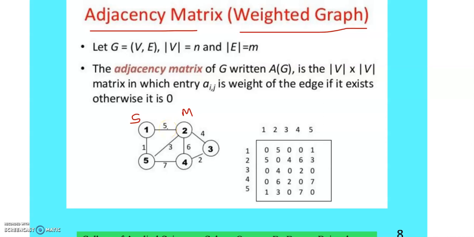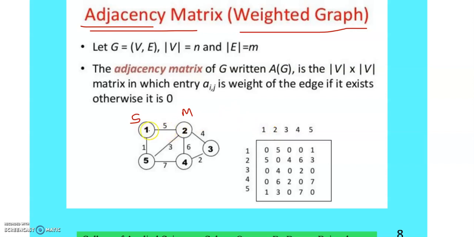Why is it given? This is called a weighted edge. This is the edge, the line between two vertices. Why do we say 5? Because of the weight. You can say this is 500 kilometers or 5 kilograms or something. Now you write all these 5 vertices in the row as well as in the column. Why? Because we are going to write the adjacency matrix for the vertices.